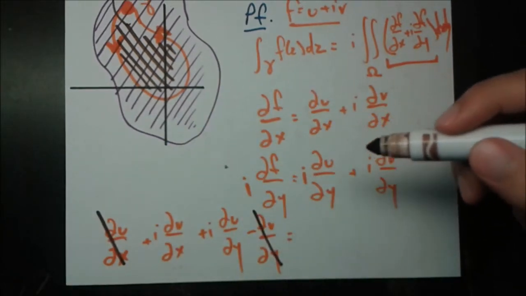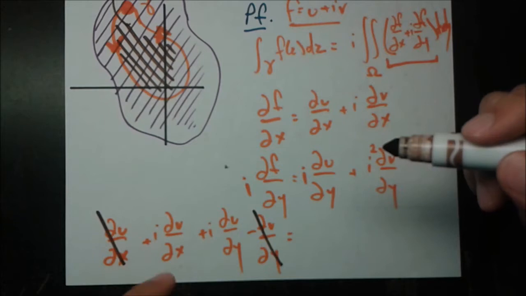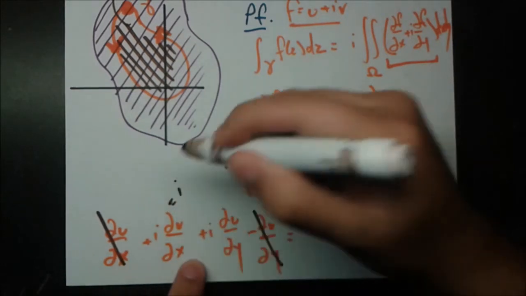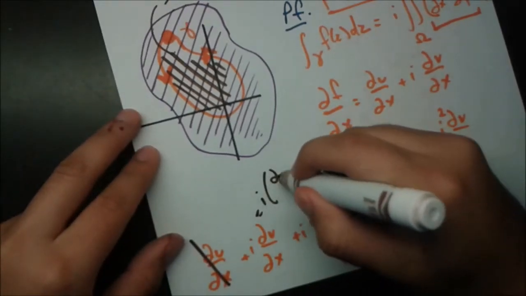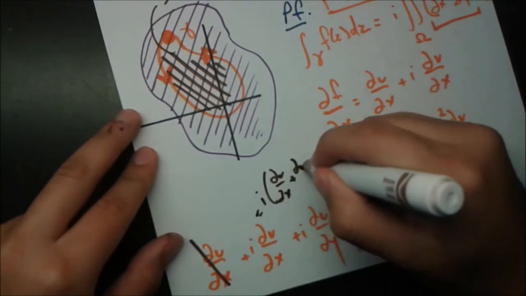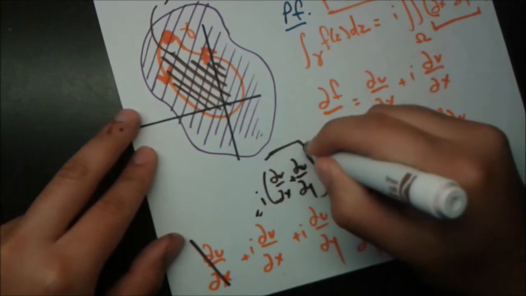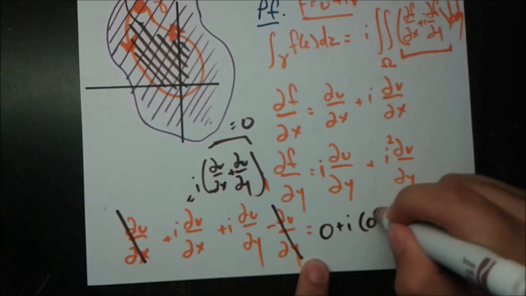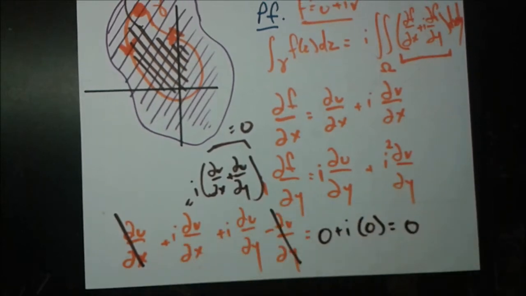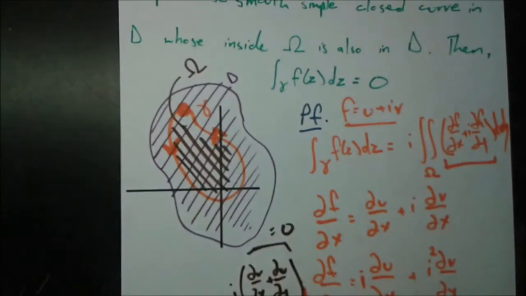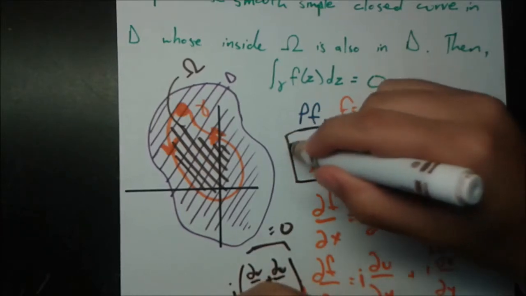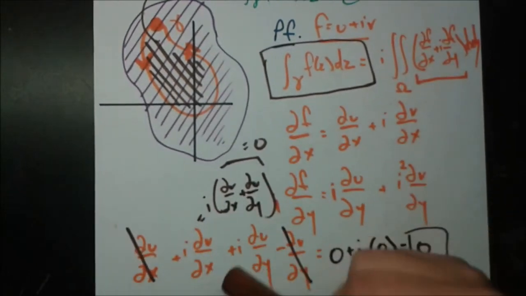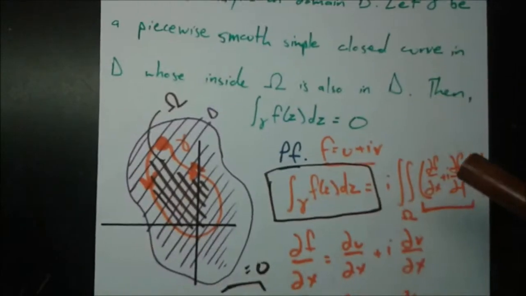What else do the Cauchy-Riemann equations say? They say that dv dx is equal to negative du dy. So if we factor the i out, and we have dv dx plus du dy, this inside portion equals 0 by the Cauchy-Riemann equation. So really what we have here is 0 plus i times 0, which is just 0. So what equals 0? If we trace this all the way back to the beginning, this equals 0 by an application of Green's theorem and by an application of Cauchy-Riemann equations. So this equals 0. So this proof is done.